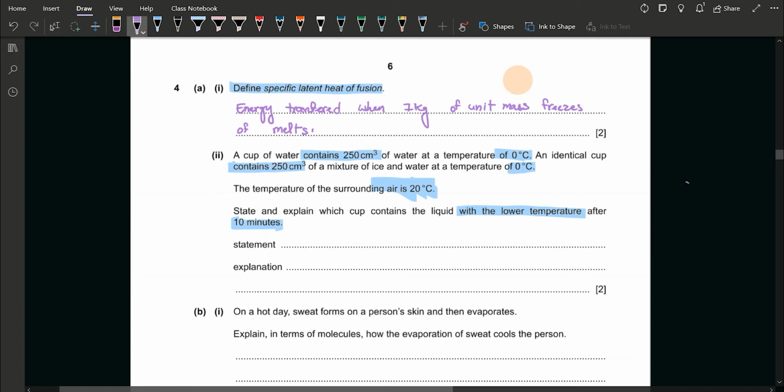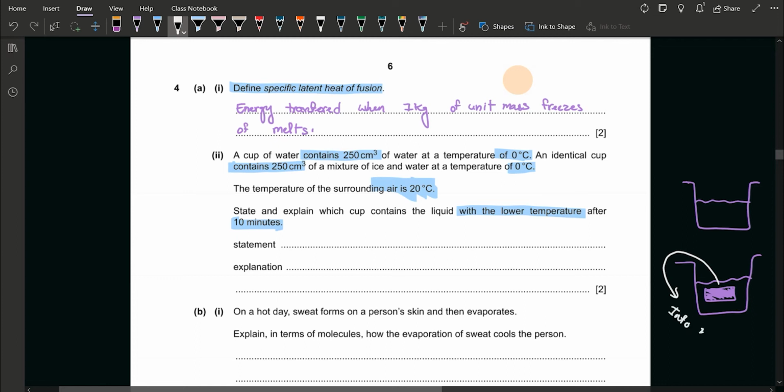So we can draw here. We have a cup with water and we have a cup with water and ice. So of course, for this cup, energy is going to be needed to convert this ice into water. And for this cup, we don't need to change anything other than the water. So the energy is going to be needed for water. And the temperature of the water is going to go down.